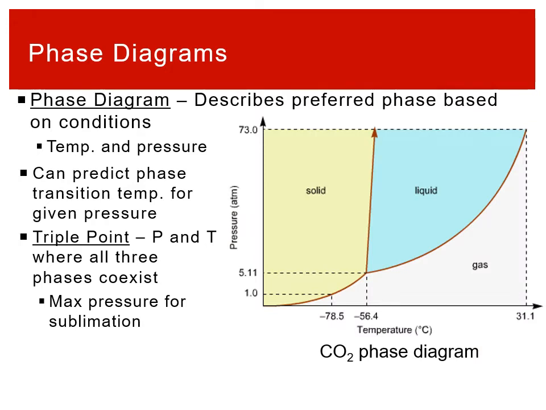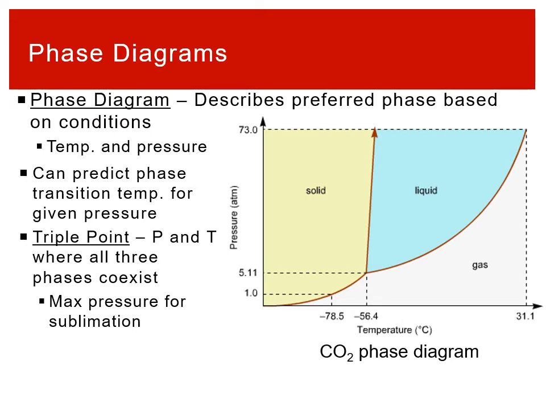One of the purposes of a phase diagram is to give you overall information. So the shape is useful. We can make predictions, and we can predict where specific phase changes will happen. And there are also certain points of interest. One of them is the triple point. The triple point is a pressure and temperature where all three phases coexist.